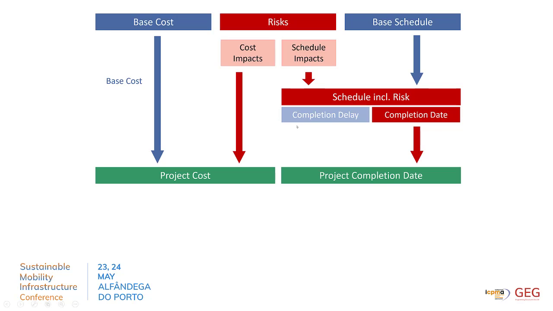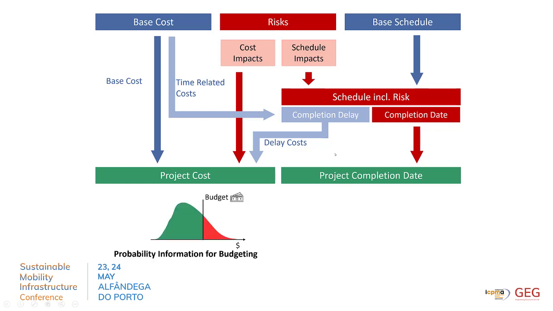And now we can connect it to the cost side, to the time-related costs of the project, and get information about the potential delay costs, which are added up with the risks and the base costs, so we get the full information about the project costs. And this comes in a range, of course, because we consider uncertainties. And now we can, as we have seen before, evaluate our budget, how good the budget is, how much cost the budget covers in our project. The same on the right side: we get information about the uncertainty of completing the project, and we can answer the question, how high is the probability that our target date will be exceeded or not exceeded?